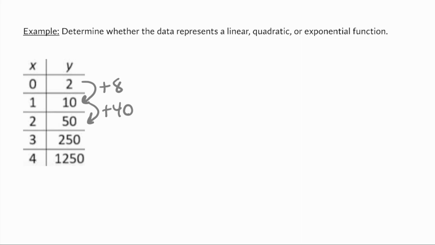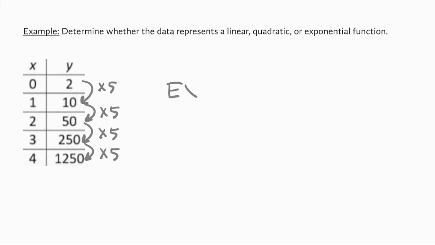Which would be a second difference of plus 32, but I don't see this as likely. And then I'm realizing that I went from 2 to 10 and 10 to 50 and 50 to 250. It's like the exact same values I just wrote in the example for exponential. So this is only going to be exponential because as I go from 2 to 10, I've multiplied by 5. 10 to 50, multiplied by 5. 50 to 250, multiplied by 5. Same thing over here. Okay, each time I'm multiplying by 5, so I conclude that it's an exponential function.